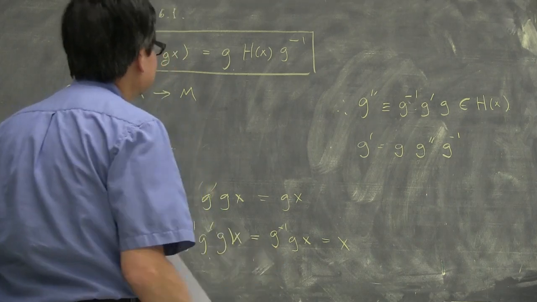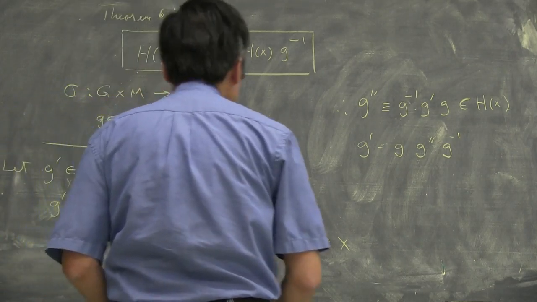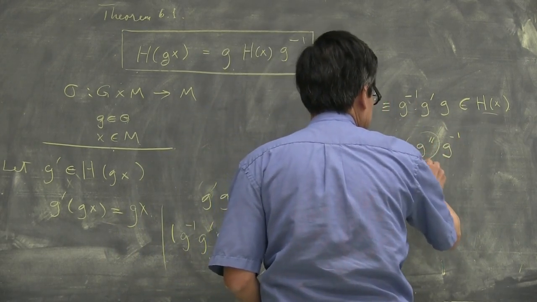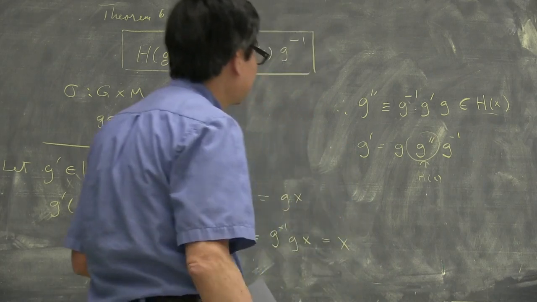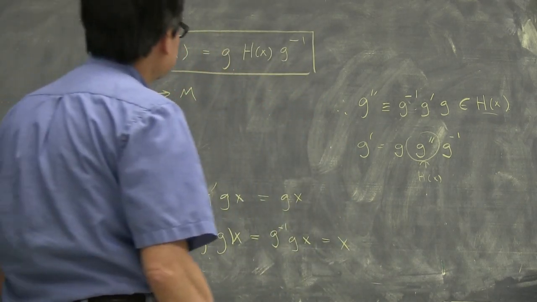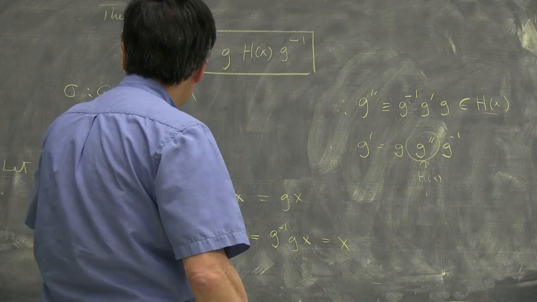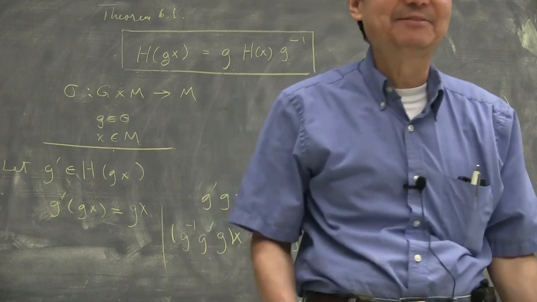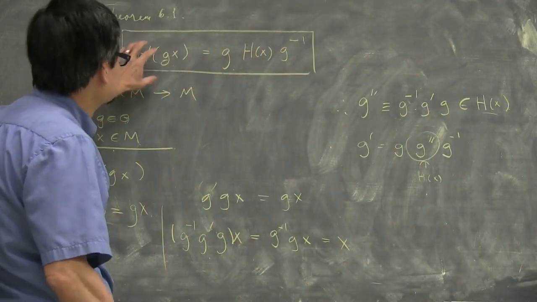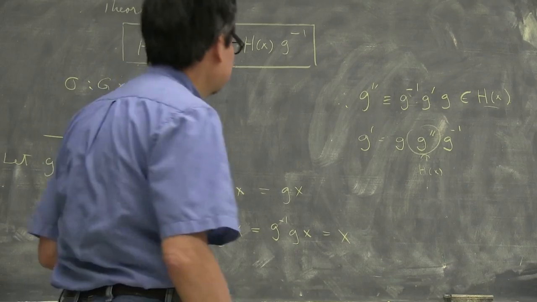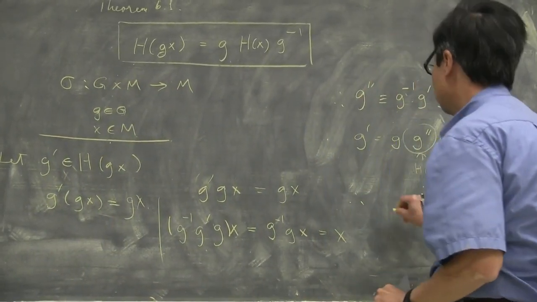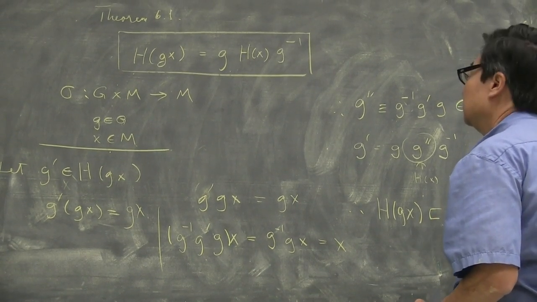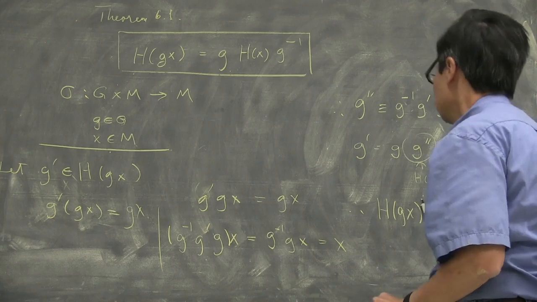What does that tell you? Now the result is that g double prime is in Hx. So this is something in Hx. So then I have proven that if g prime is in Hgx, then g prime is also in g Hx g inverse. A very simple proof. So you have proven that this set is a subset of that set. So therefore, Hgx is a subset of g Hx g inverse.